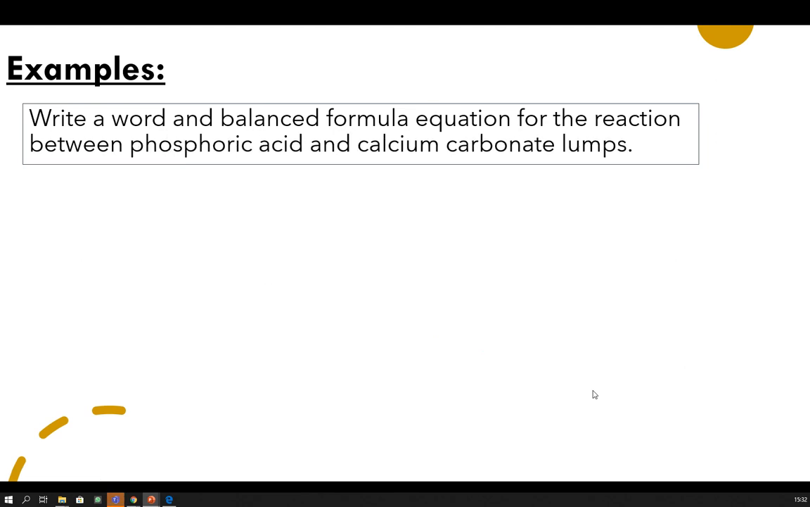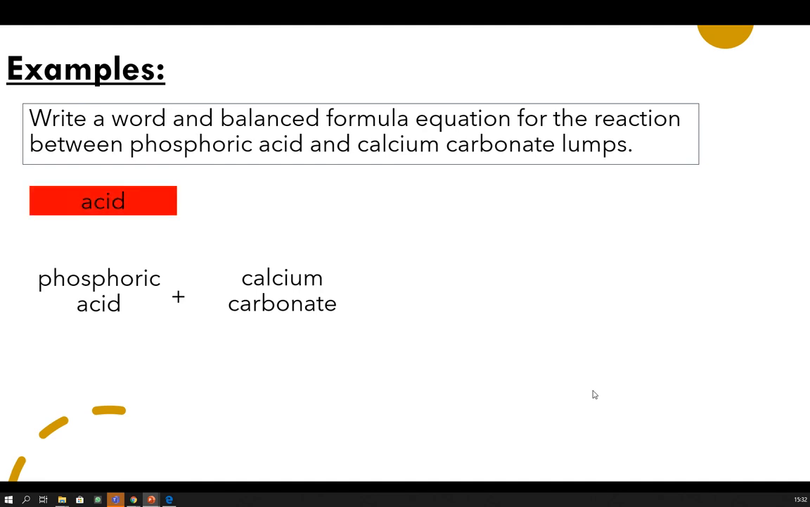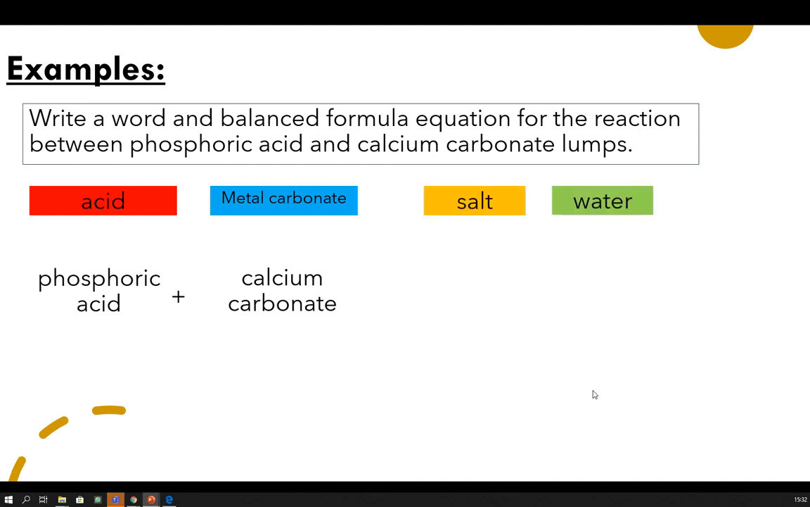Second example: write a word and balanced formula equation for the reaction between phosphoric acid and calcium carbonate lumps. So again, we know from the question that we've got phosphoric acid and we've got calcium carbonate. We should recognize that phosphoric acid is an acid and calcium carbonate is a base, a metal carbonate base. And we know if we've got an acid plus a metal carbonate, we're going to get a salt and water and also carbon dioxide gas.